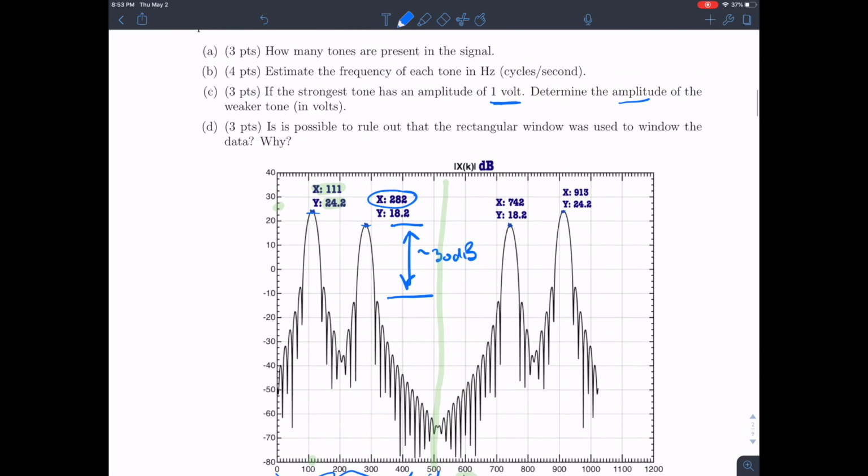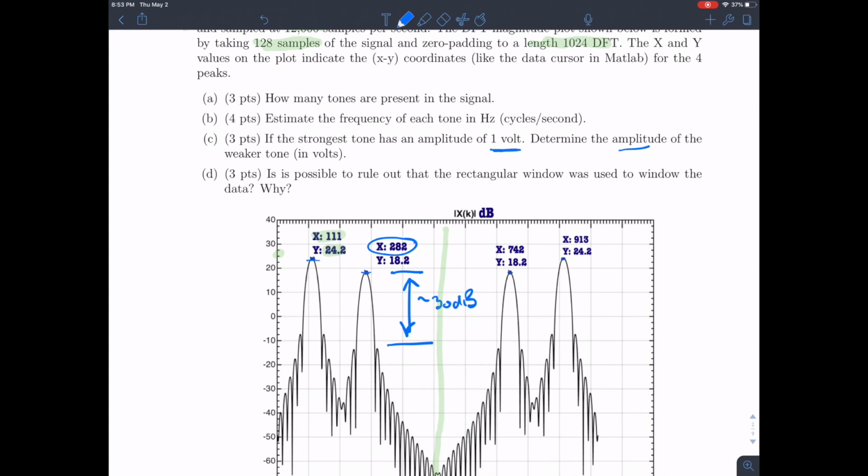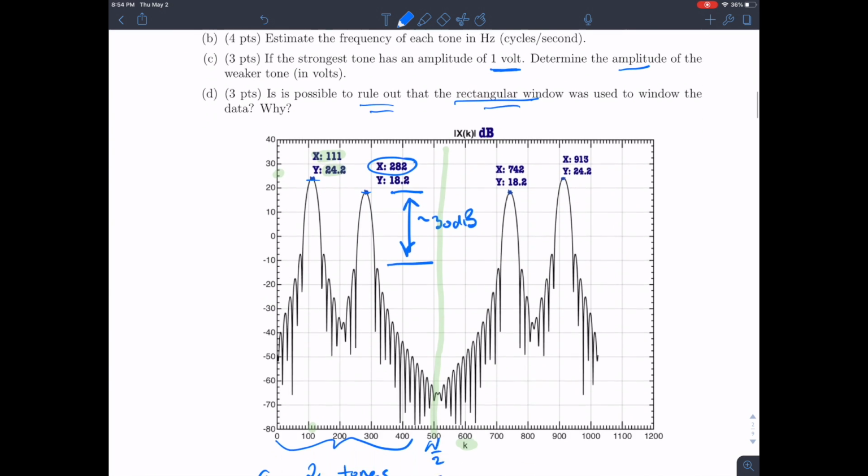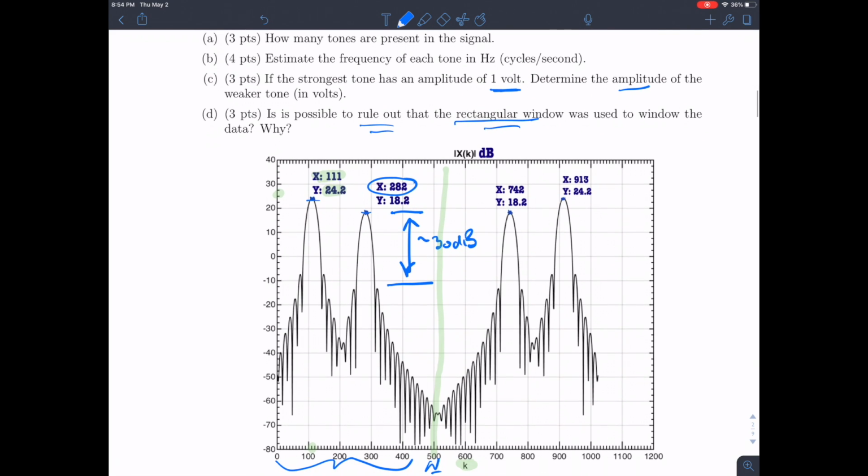The last question of problem 1 is, can we rule out the rectangular window when we look at this FFT? I remember FFTs in general, you have to window the data to get access to the data. We don't have infinite length computational power. If we use a rectangular window, the side lobes are down by about 13 dB. We can guess here this side lobe is down more like 30 dB. Because it's down further, we know it's not the rectangular window.